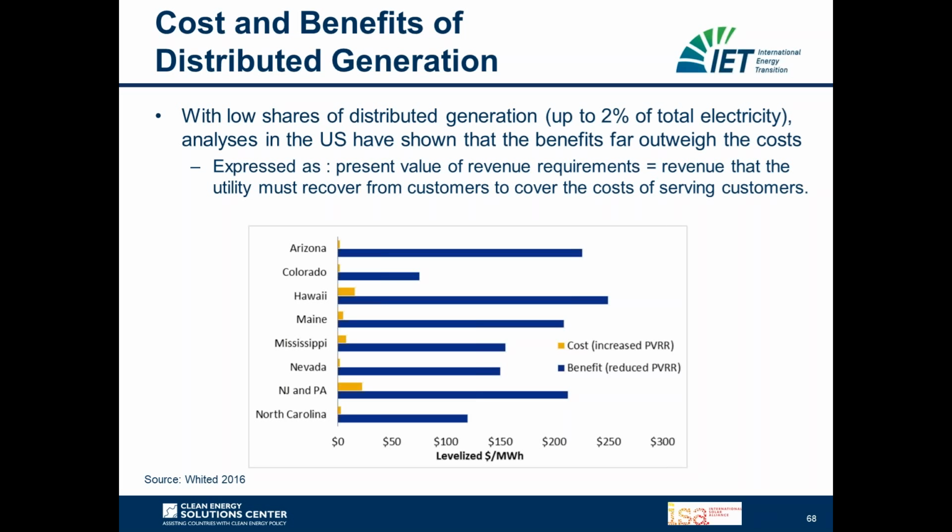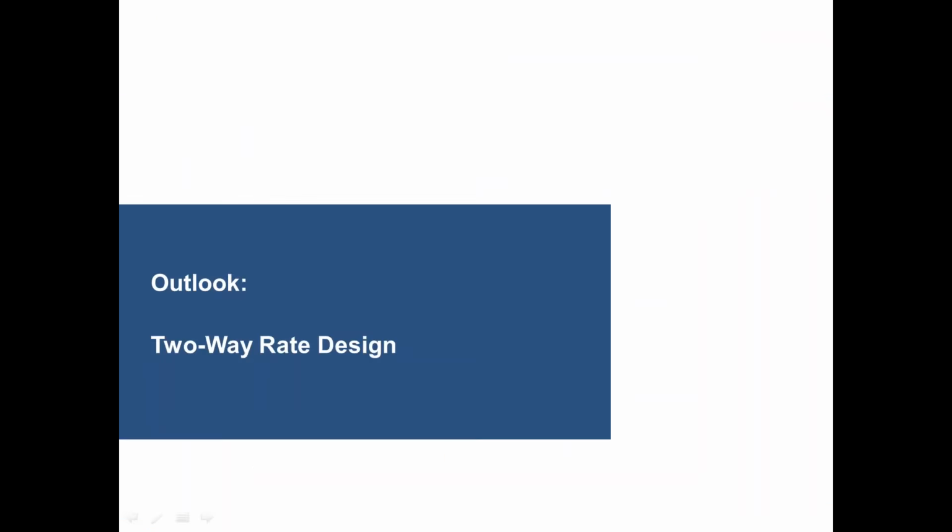So especially for power systems where we still have a small volume of distributed generation of solar PV, the benefits are by far outweighing the cost. And this is also why in many jurisdictions you avoid introducing fixed charges and other restricting components of the electricity price, and rather continue working with volumetric rates until you reach a certain share of distributed generation, and then of course you will have to take action. So this was the discussion of the smart rate design.